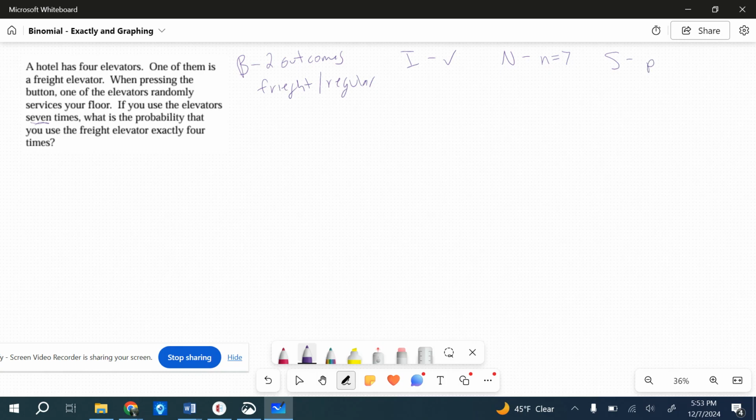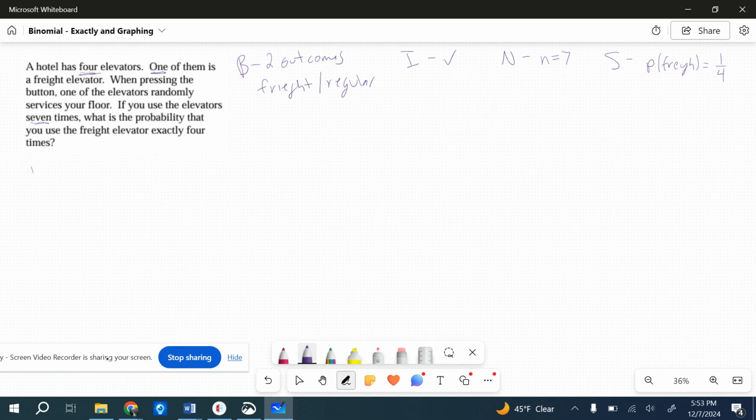So is the P the same every time? Well, there's 4 elevators. One of them is freight. So the probability of getting the freight elevator is 1 out of 4. All right, so does it meet BINS? Yes, it does. That means it's binomial.